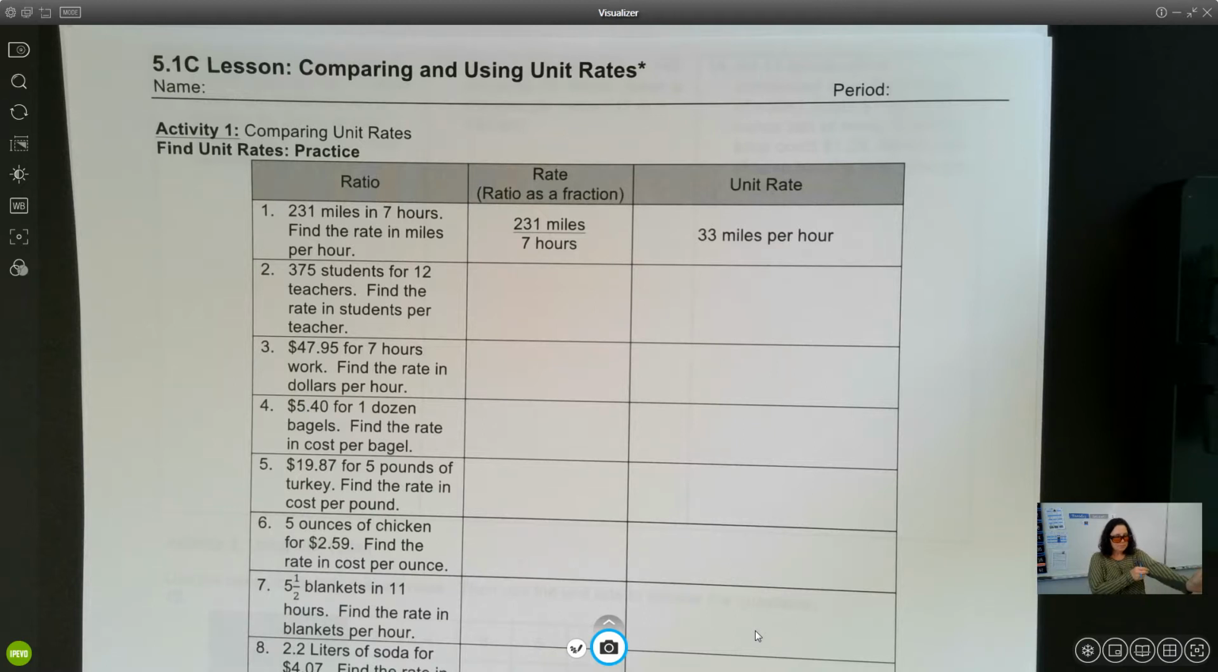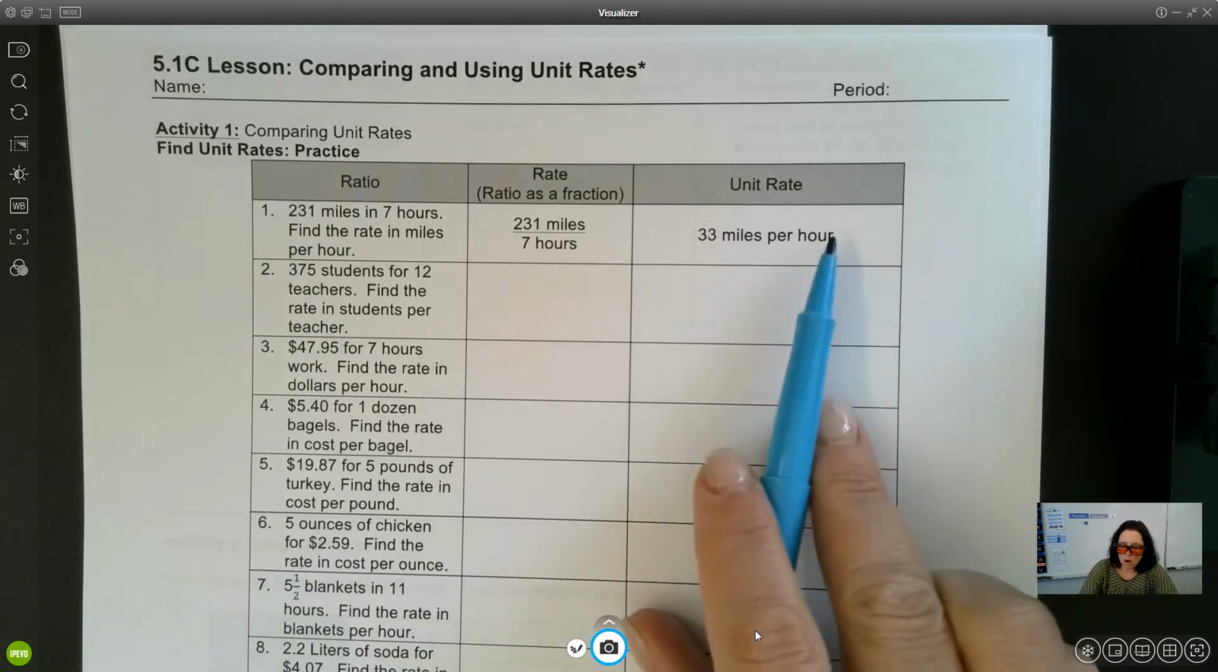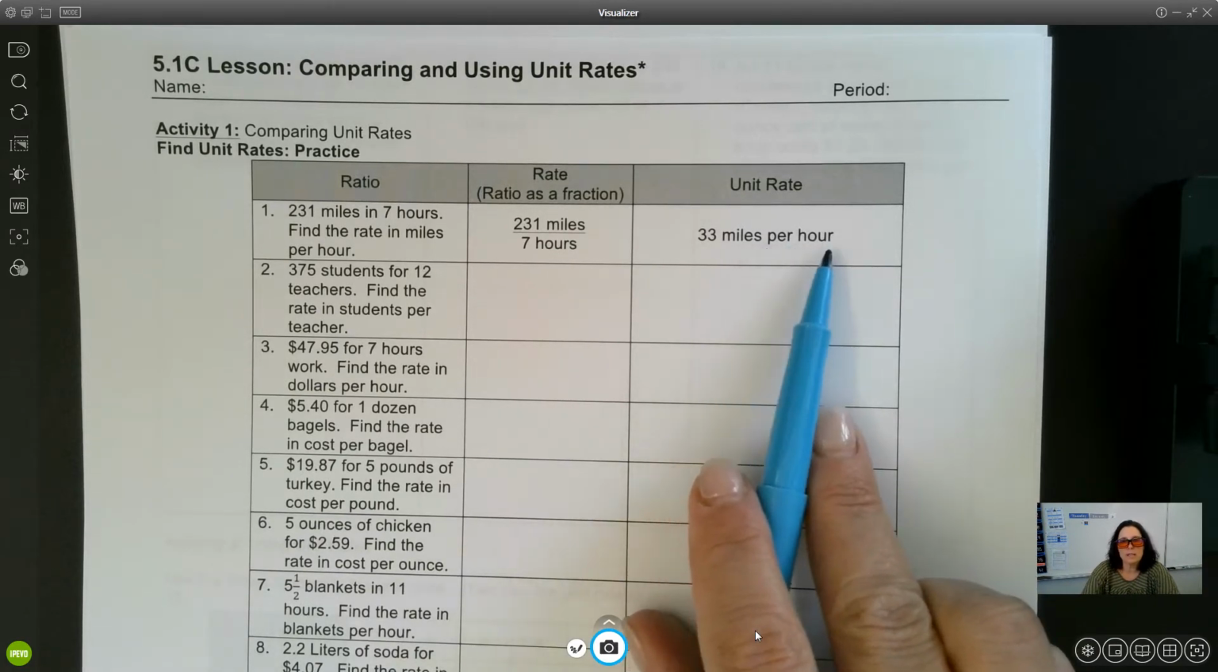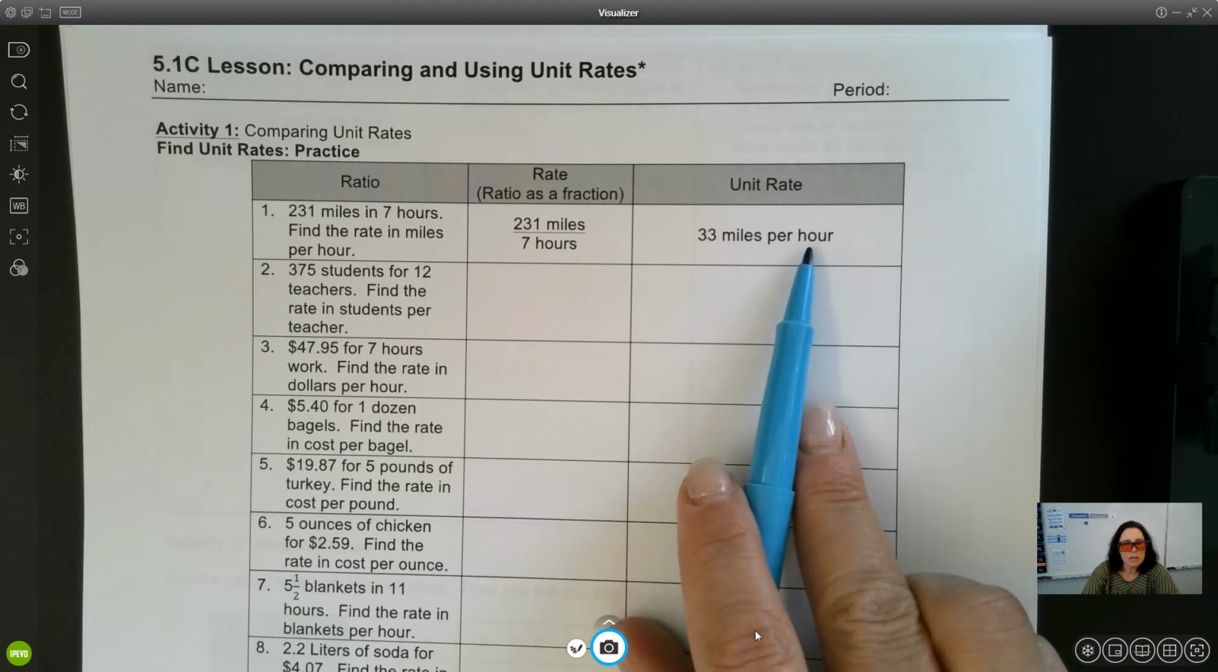Okay, now we are comparing and using unit rates. Remember from what we just learned from 5.1b, a unit rate has a 1 of something on the bottom of the fraction, or on the right, if you write it like this, per 1 hour.